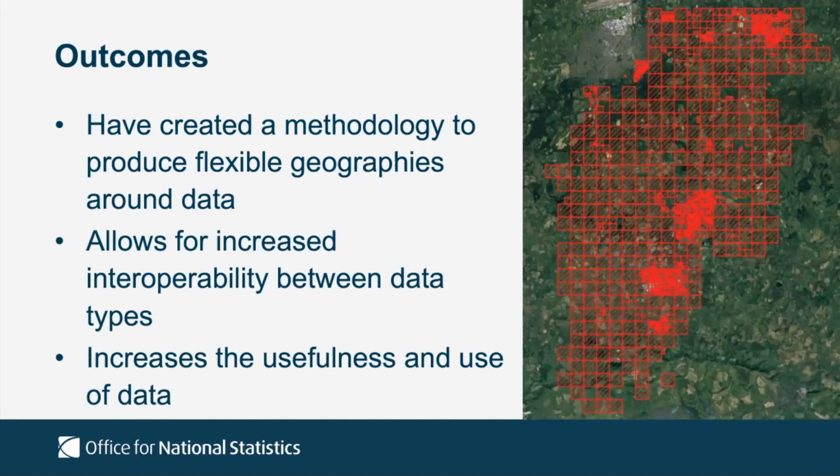It gives you more opportunities to use the type of data that ONS could be disseminating using this geography. Effectively, it gives you better accuracy of where the populations are, things of that nature. And that ultimately increases the usefulness and use of data, which can only be a good thing.